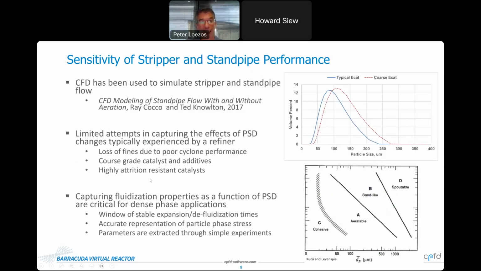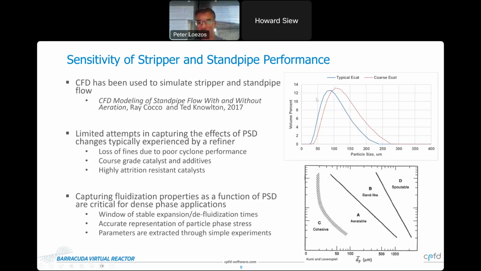So CFD has been used to simulate stripper and standpipe flows. An example of that is given right here. This was a paper by Ray Cocco and Ted Knowlton from PSRI back in 2017. So although CFD has been used to simulate stripper and riser flows, limited attempts at capturing the effects of PSD shifts, these typically experienced by a refiner, have been considered.